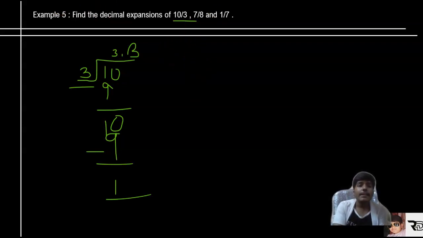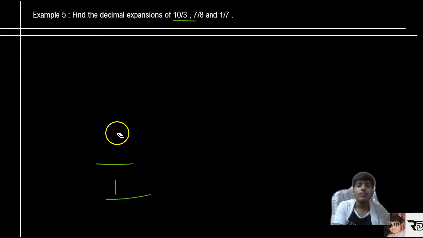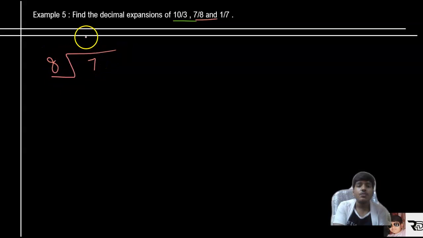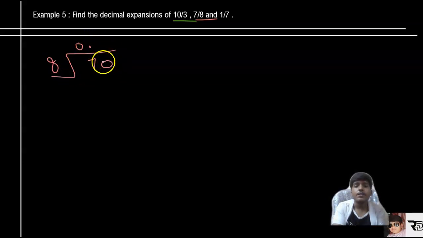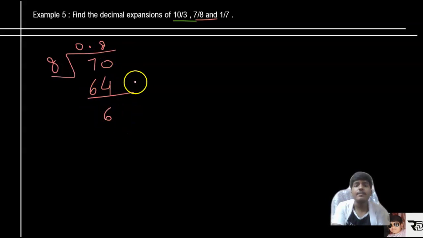Next is 7 divided by 8. Now this division is quite long, so we'll rub this off and start it again. So this is 7 upon 8, right? Let's start. I will be dividing 7 by 8. First of all, 7 can't be divided by 8, so I'll put a 0 at the start itself and put a point over here. 8 times 9 gives me 72, that's bigger, so I can't use that. 8 times 8 gives me 64. Now 70 minus 64 gives me 6.